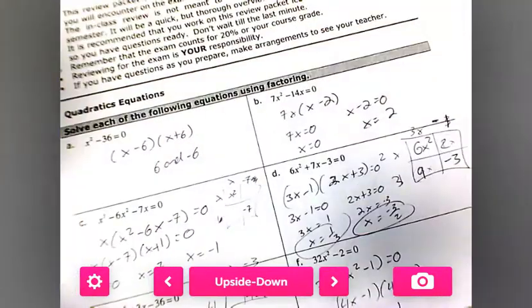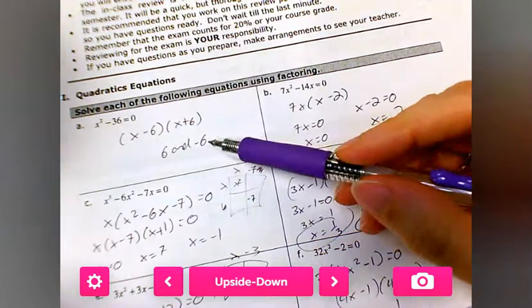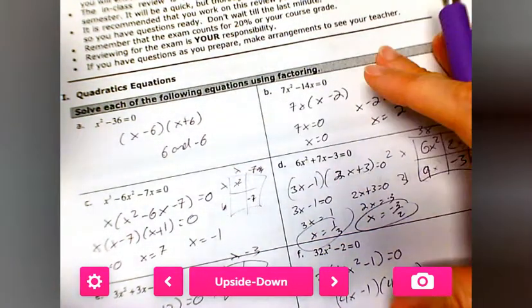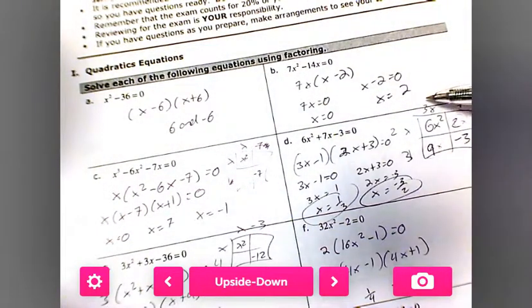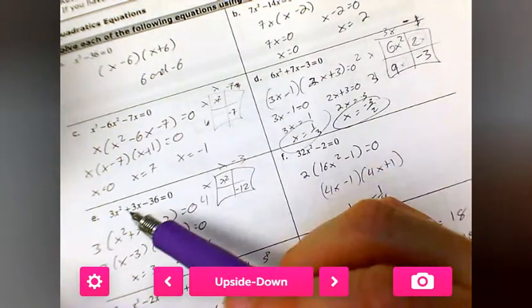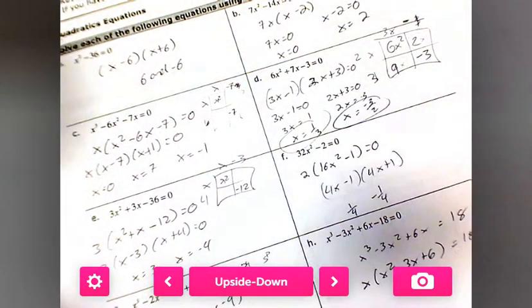Okay, number 1, A is 6 and negative 6. B is 0 and 2. You had to solve for x, remember? C is 0, 7, and negative 1.